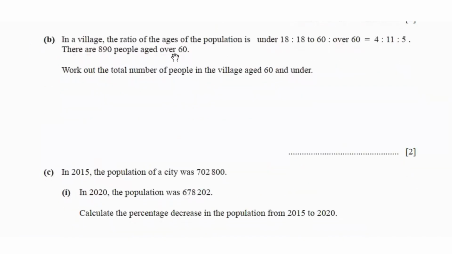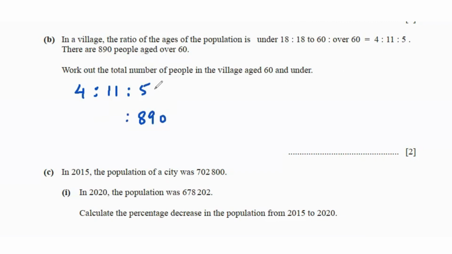Part B says, in a village, the ratio of the ages of the population, under 18 to 18 to 60 to over 60, is 4:11:5. There are 890 people aged over 60. Work out the total number of people in the village aged 60 and under. So we have 4:11:5. And 890 people are aged over 60. So 890 is over here.